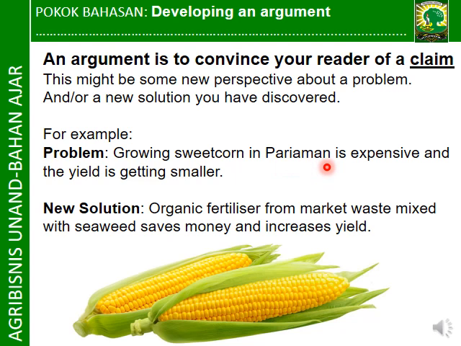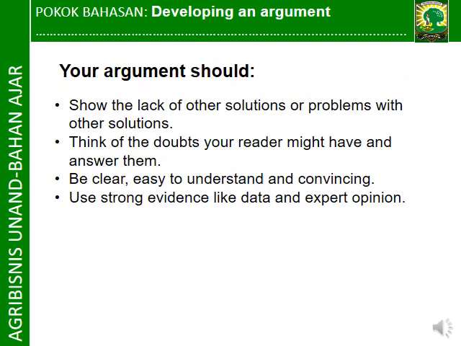Jadi masalah, jagung di Pariaman, tanam jagung itu mahal dan hasil makin sedikit. So a new solution is proposed, and the new solution is that organic fertilizer from market waste mixed with seaweed saves money and increases yield. So the new solution is begini, pupuk organik yang dibuat dari bekas sayur di pasar dicampur dengan rumput laut lebih hemat dan hasil ditingkatkan.